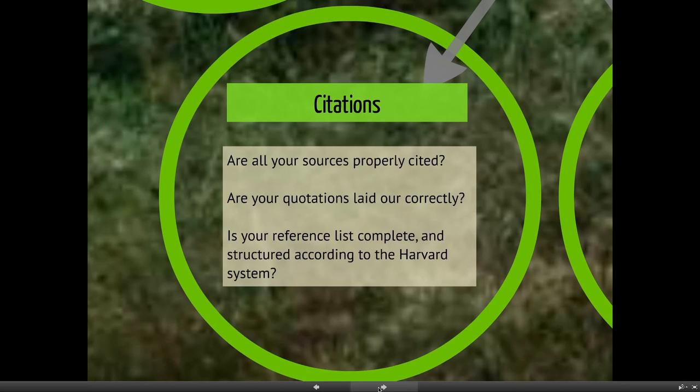I would certainly check your citations and referencing. It's imperative that you check that all your research sources are properly cited. Check that your quotations are formatted correctly, and make sure your reference list is both complete and structured according to the Harvard system. And if you're concerned about this, please do refer to our video and our printable resource regarding referencing.